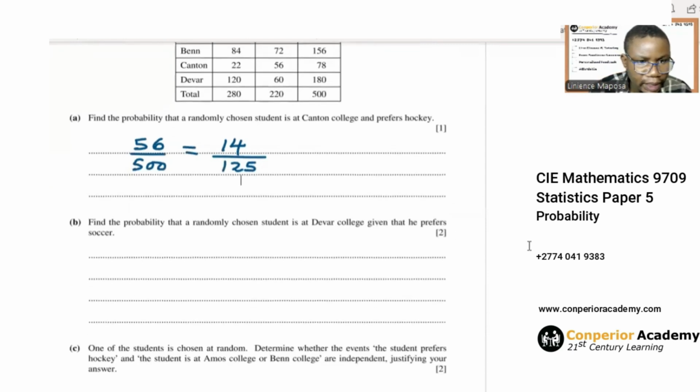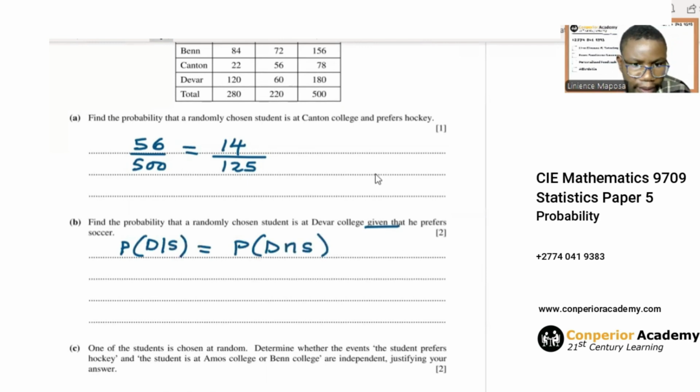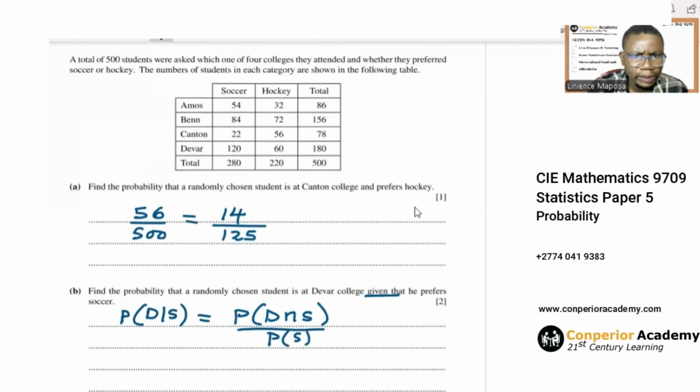Then it says find the probability that a randomly chosen student is at Deva College, given that he prefers soccer. The keyword is given that. So the probability that the student is at Deva College, given that they prefer soccer, will be the probability of the student being at Deva and preferring soccer divided by the probability that they prefer soccer. The probability of being at Deva and preferring soccer will be 120 out of 500. We're still picking from 500.